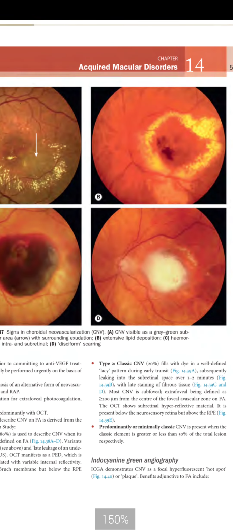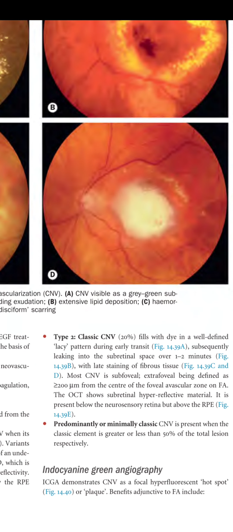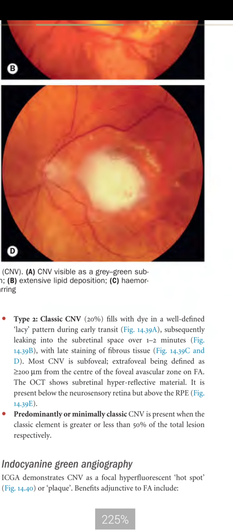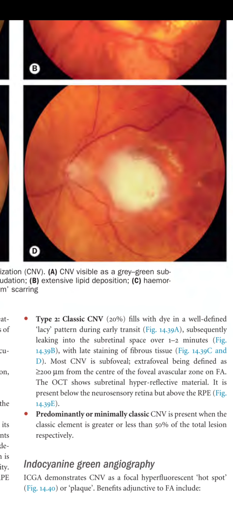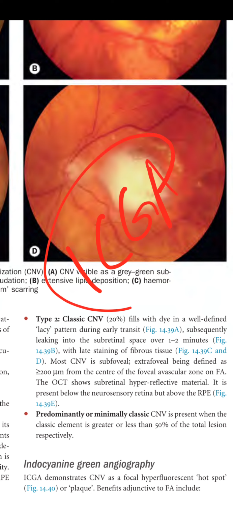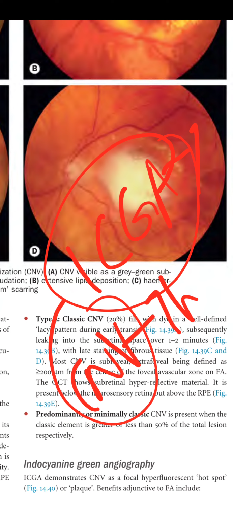So next is indocyanine green angiography. Indocyanine green angiography demonstrates CNV as a focal hyperfluorescent hotspot or plaque. So in the ICGA, the CNV will be seen either as a hotspot, a very hot hyperfluorescent spot, and or a plaque.